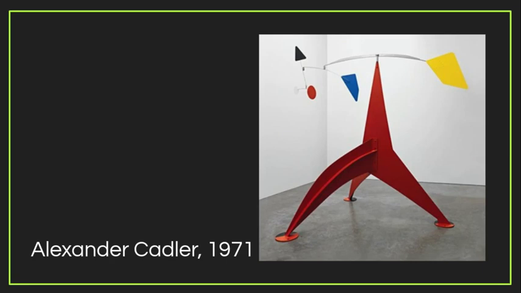And lastly, we have this work by Alexander Calder, and he created this work in 1971. It is a freestanding sculpture. It's probably about as tall as you are. So it's a fairly tall piece, and it is a kinetic sculpture, or we also sometimes call it a mobile.